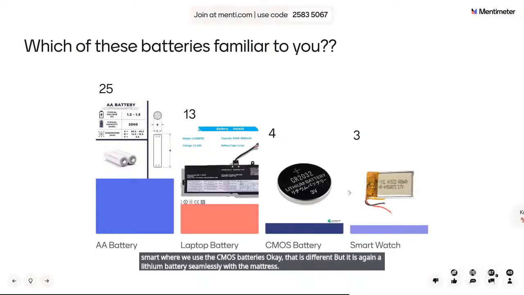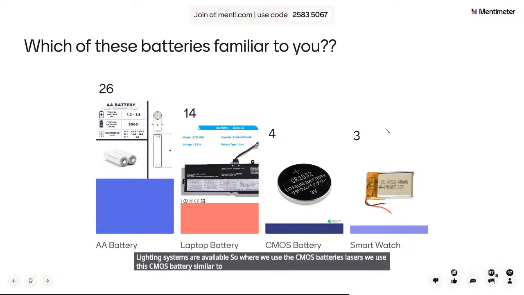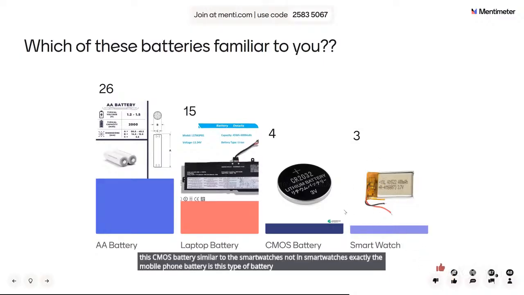Small size. If you see some electronics kits, lighting systems are available where we use the CMOS batteries, lasers, we use this CMOS battery. Similar to the smart watches, not in smart watches exactly. The mobile phone battery is this type of battery. Okay, smart watch. So this is the mobile phone.